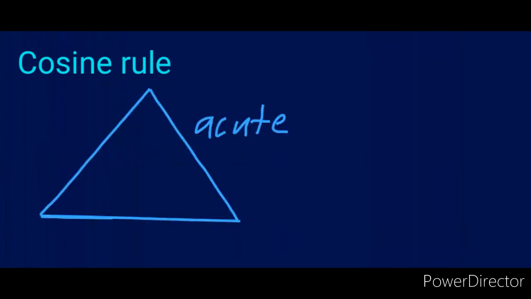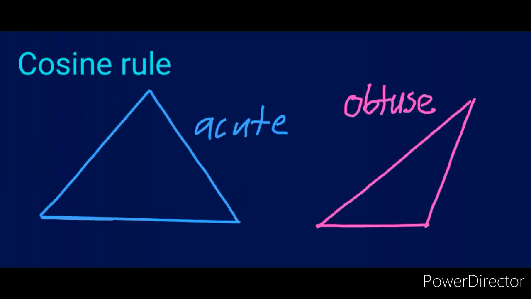Let's begin. We're going to prove the cosine rule by first using the acute angle triangle. Then we're going to deal with it in the obtuse angle triangle. You have to know both ways.